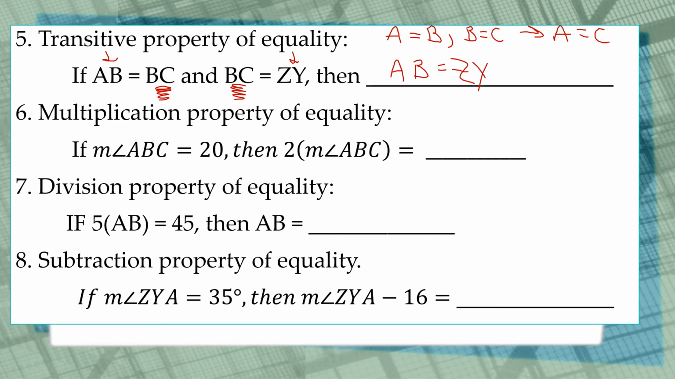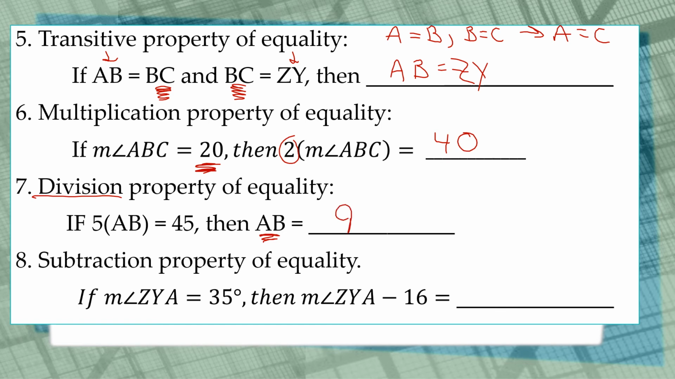Oh, I'm multiplying it by 2. Again, recognizing what's missing, just the right-hand side of the equal sign, 40. Division property, 5 times AB equals 45. Oh, it's just AB. And I'm dividing here. So it's got to be 9 because I'm dividing by 5.